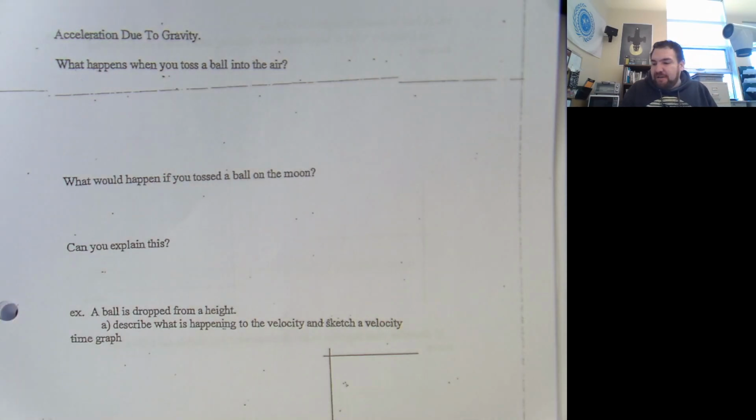Okay, so we talked about accelerations. We looked at some of these kinematic equations. We're looking at a very specific kind of acceleration that all of you have experienced over the course of your life, and that is the acceleration due to gravity. What happens when you toss a ball in the air? It goes up. And then what, Brad? After a while, it goes back down again.